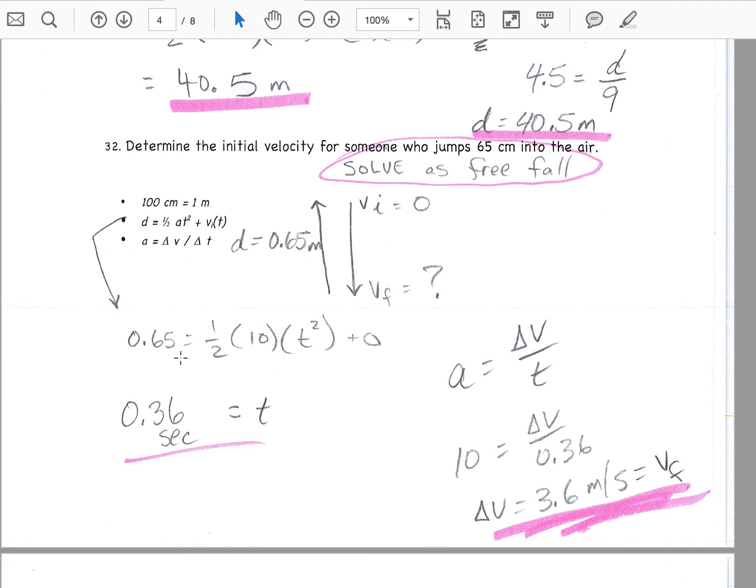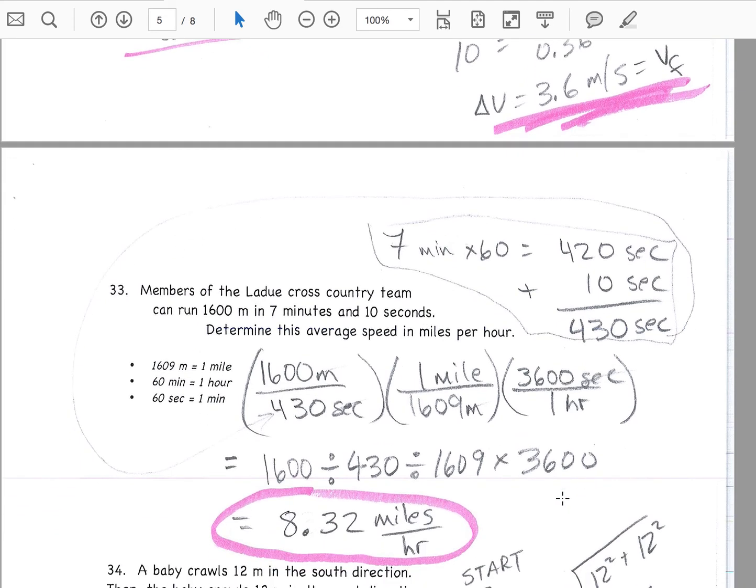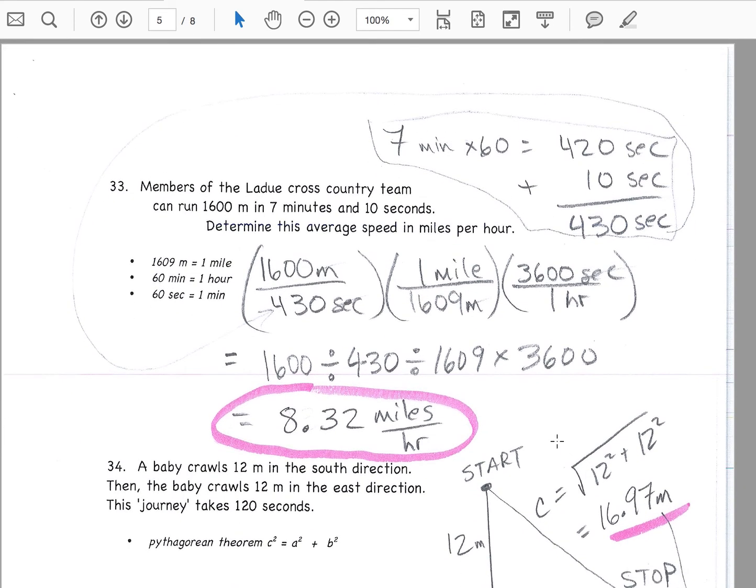So use the height you fall from to get time. Once you got the time, plug it in. We can use our acceleration due to gravity to figure out our delta V. But once again, that speed that you would hit the ground with, that final velocity, that does equal the velocity you would launch with or leave the ground with to get to that height.